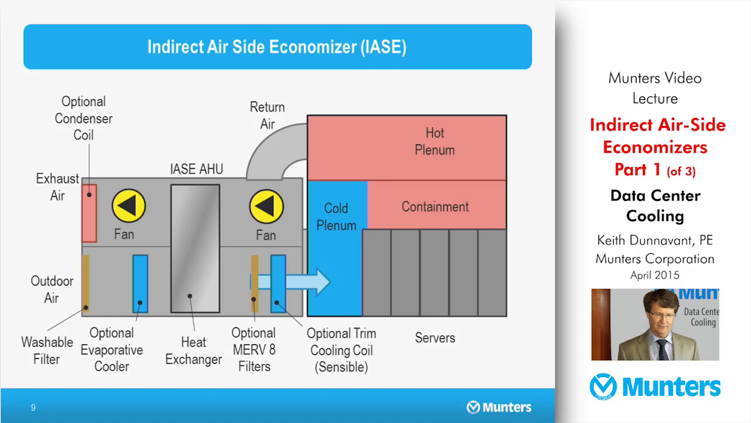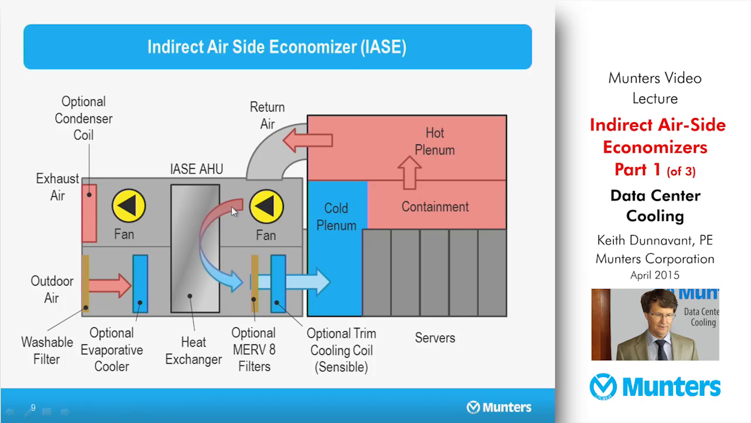So here we have the air supplied to the cold plenum, again picking up heat, recirculating it back into a return fan, and then through a heat exchanger before it is then cooled back down as needed to be delivered to the space.